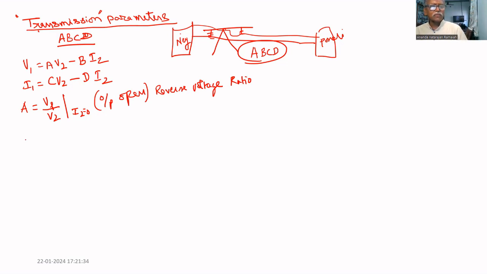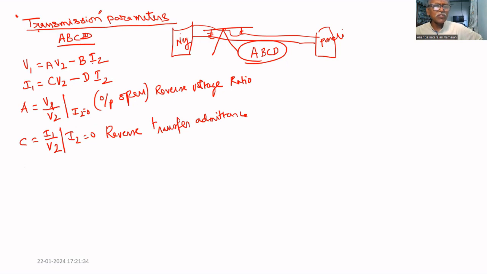C equal to I1 by V2. That is called reverse transfer current by voltage. That's why it is admittance. It is between input current and output voltage, provided I2 equal to 0. This is called reverse transfer admittance. These two are obtained by assuming I2 equal to 0, that is, output is open.